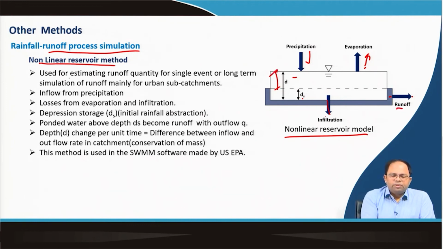So, this is used for estimating runoff quantity for a single event or long term simulation of runoff, mainly for urban catchments. Inflow is from precipitation, losses are from evaporation and infiltration, depression storage ds is the initial rainfall abstraction, and ponded water above depth ds becomes runoff with outflow q. The depth d changes per unit time, and that is the difference between inflow and outflow rate in the catchment. This is based on conservation of mass, that is, the total volume of water that falls on the catchment and that goes out is the same. So, this depth changes as per the difference in flow rate of inflow and outflow, that is runoff and precipitation.